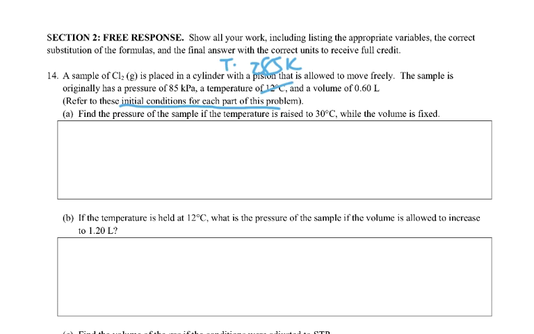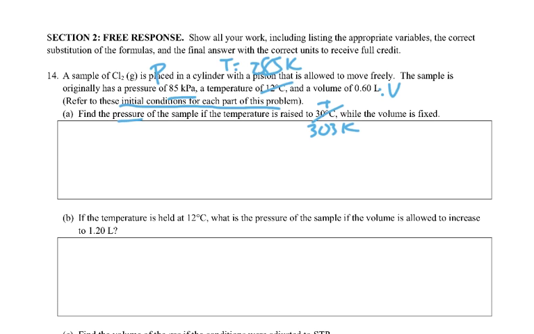So I have a temperature equal to this, a volume equal to this, and a pressure equal here to 85. Find the pressure of the sample if the temperature is raised to 30 while the volume is fixed. So I got a new temperature, now 30 degrees, and I have to change that to Kelvin. That would be 303 Kelvin.